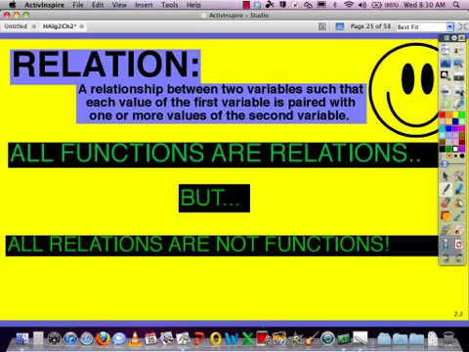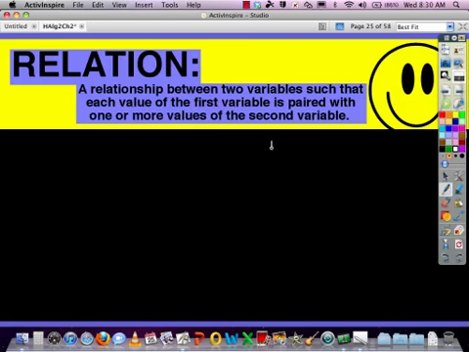That leaves us with their definition of what a relation is. And if you look at this, let's just focus on just the definition for a second. A relation: a relationship between two variables such that each value of the first is paired with one or more values of the second. This definition is very similar to the definition we just covered on function.